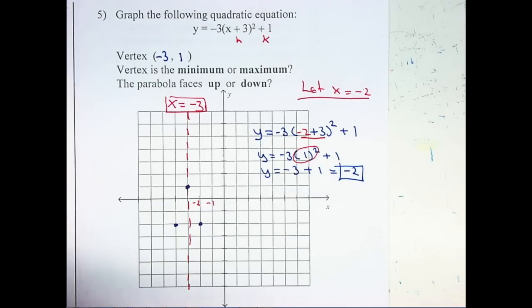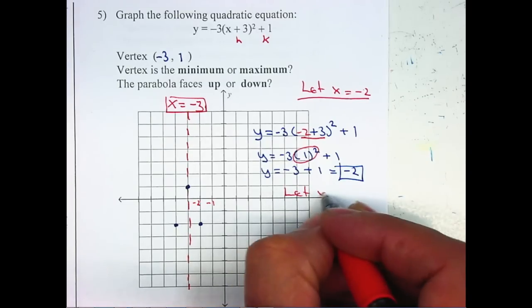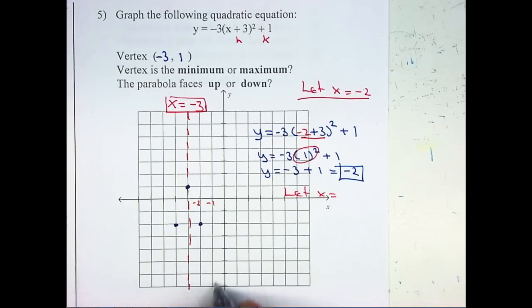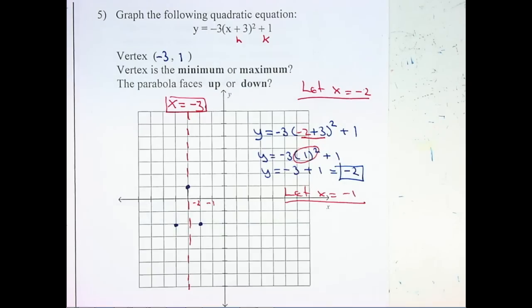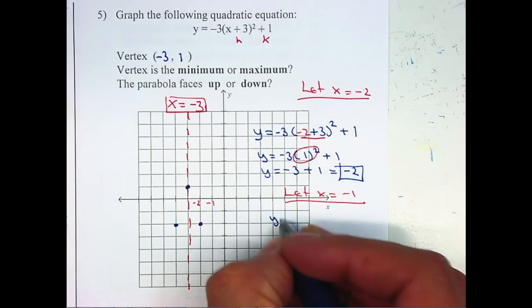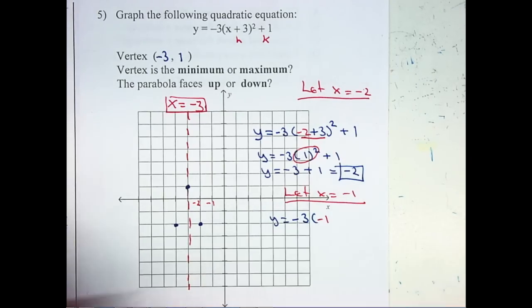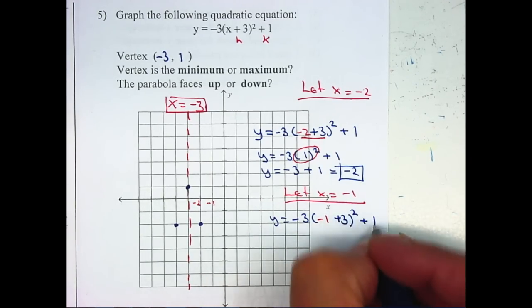I need to find another set of points. I'm going to let x equal to, this was a -2, so I'm going to plug in now a -1. So give me a point somewhere around here on that -1 x. So I'm going to plug in a -1 for the x into the equation. We have y is equal to -3. Instead of the x, I'm going to replace it with a -1 plus 3 squared plus 1.